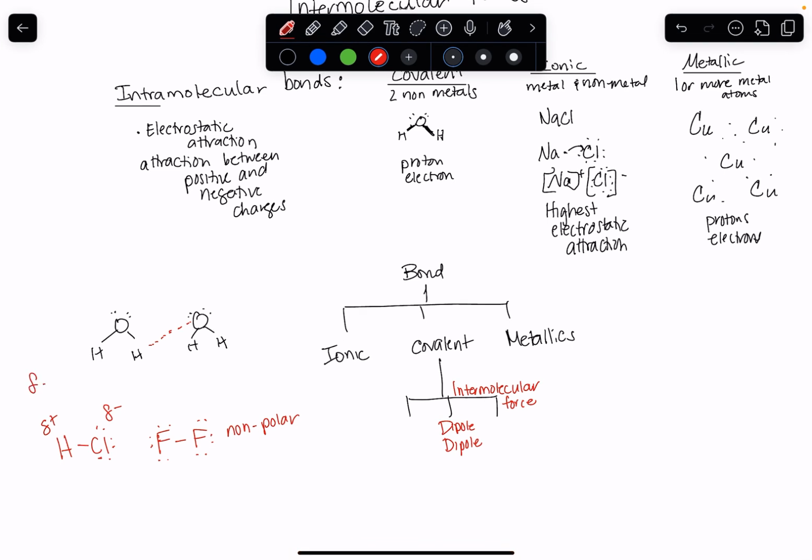Delta means partially. Because it's not a full charge. It's not a true charge. It's just partially negative. It's partially positive. And so we have this pole, and you're going to notice that we have two poles, a negative pole and a positive pole. So therefore, we have two poles called a dipole.